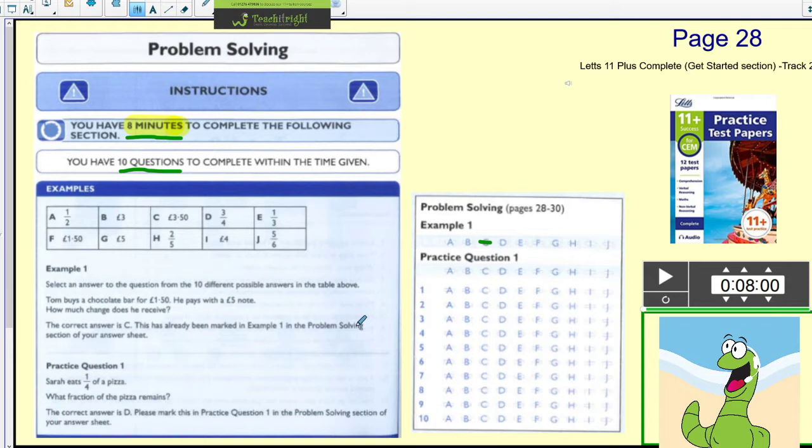Practice question 1. Sarah eats 1/4 of a pizza. What fraction of the pizza remains? A. 1/2. B. £3. C. £3.50. D. 3/4. E, 1/3. F, £1.50. G, £5. H, 2/5. I, £4. J, 5/6.